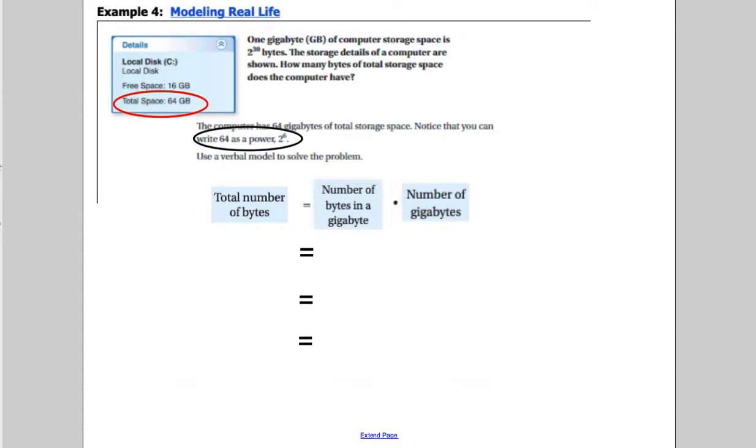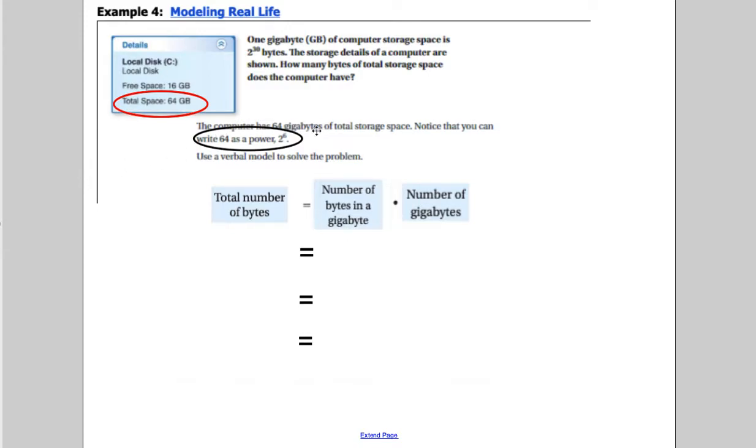Okay, so example 4, modeling in real life. The problem talks about computers. It says 1 gigabyte, a GB, of computer storage space is 2 to the 30th power bytes. The storage details of a computer are shown. These are the storage details. How many bytes of total storage does a computer have?